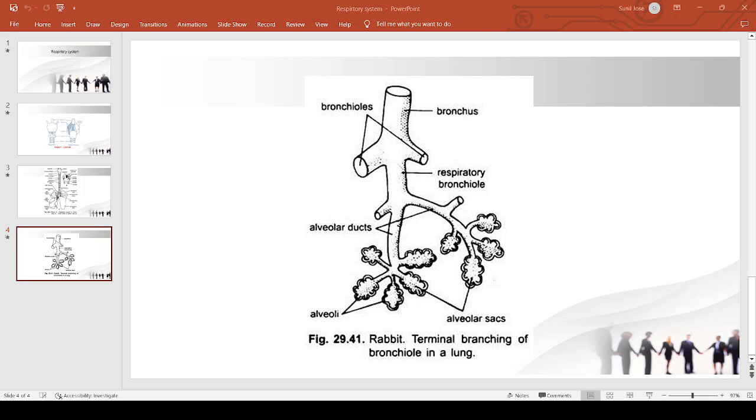Now one more method remains, that is carbaminohemoglobin. The last 10% is transported as carbaminohemoglobin. Carbaminohemoglobin is a very loose compound formed by the combination of carbon dioxide and hemoglobin. When oxygen and hemoglobin combine together, we get oxyhemoglobin. Similarly, when carbon dioxide combines with hemoglobin, it forms carbaminohemoglobin. That is the method by which the last 10% is transported.